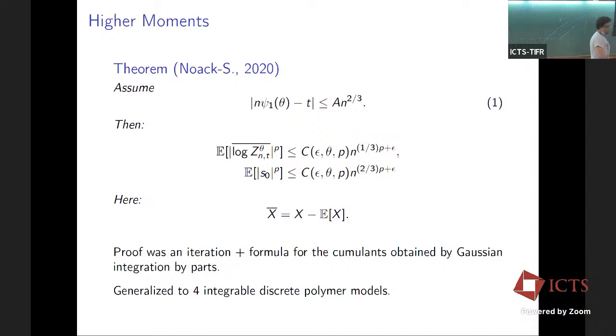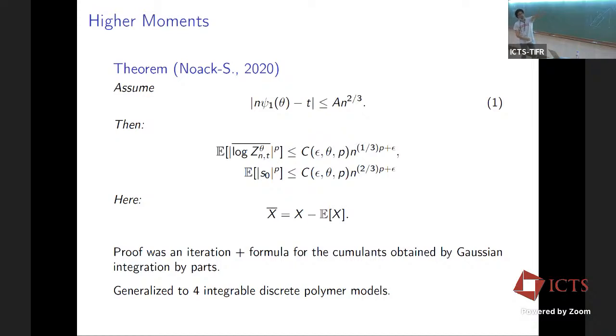All right, so when Nowak, who was Christian Nowak, who was Seppäläinen's student, joined Cornell a couple of years ago, I got interested in this problem, especially in the problem of extending this method to higher moments. So how can you not only control the variance, but also the higher moments on the correct scale? And we did make some progress on this. We showed that all the central moments of log of Z_{n,t} behave like n to the 2/3 p plus some epsilon loss, and the same for the absolute value of S_0.